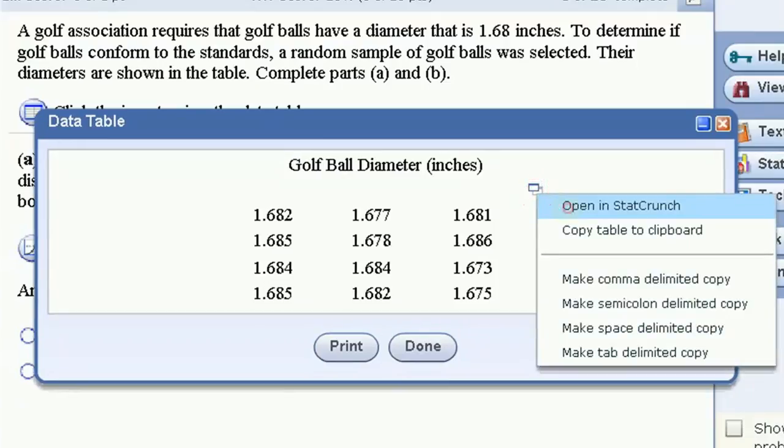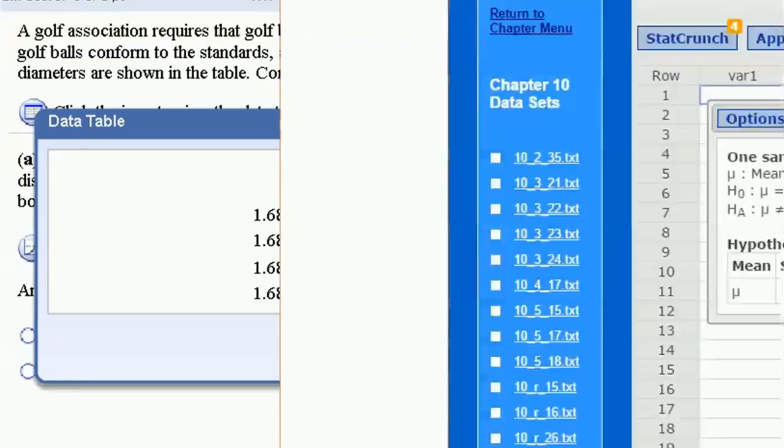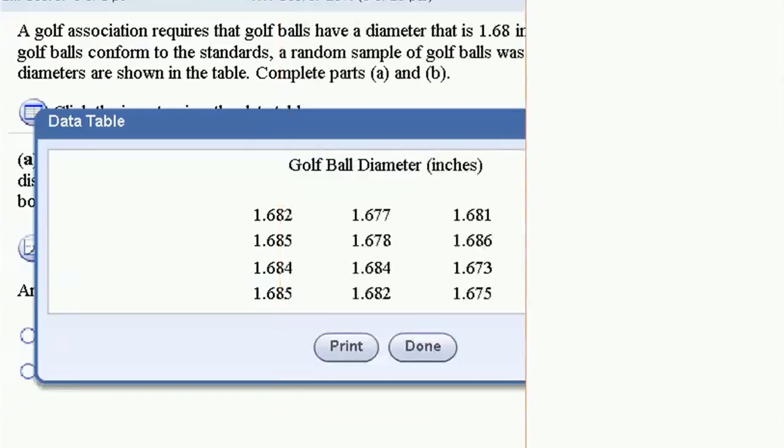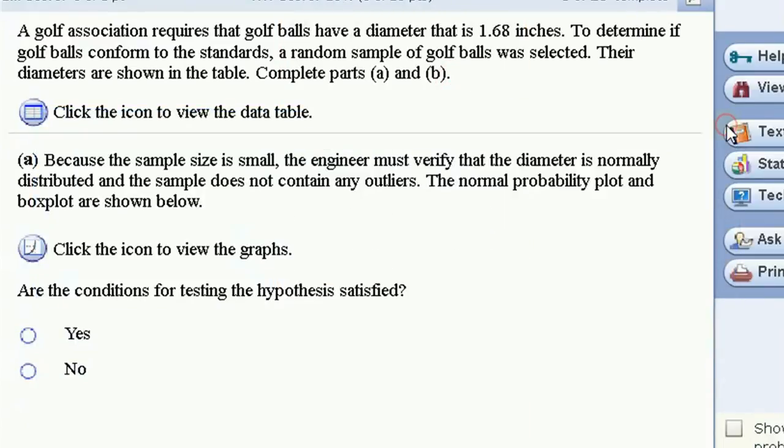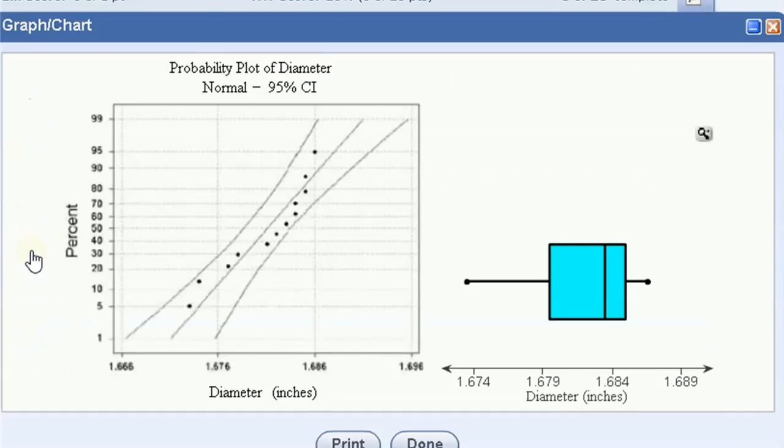Let's bring this into StatCrunch where we can actually work with it. Because the sample size is small, the engineer must verify that the diameter is normally distributed and the sample does not contain any outliers. The normal probability plot and box plot are shown below. Let's look at those to answer this first problem. This is a normal probability plot and a box plot.